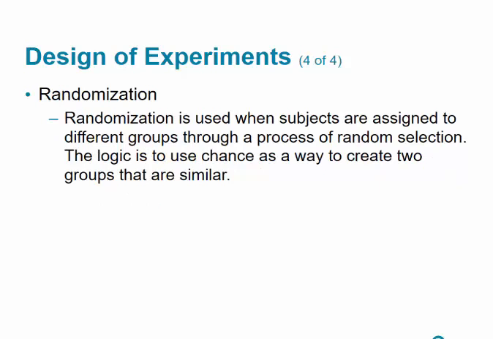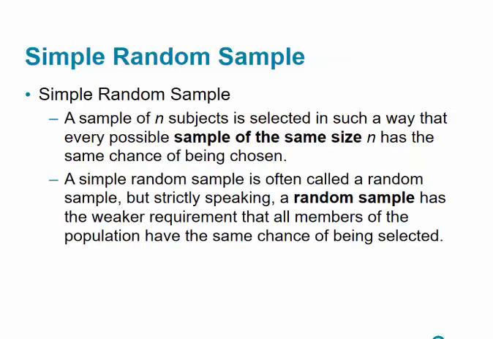Randomization is used when subjects are assigned to different groups through a process of random selection. The logic is to use chance as a way to create two groups that are similar. So perhaps this is the most important thing, a simple random sample. So a sample of n subjects is selected in such a way that every possible sample of the same size n has the same chance of being chosen. And one thing I want to point out here, when we talk about sample size, we use lowercase n. When we speak of the population, we use an uppercase N.